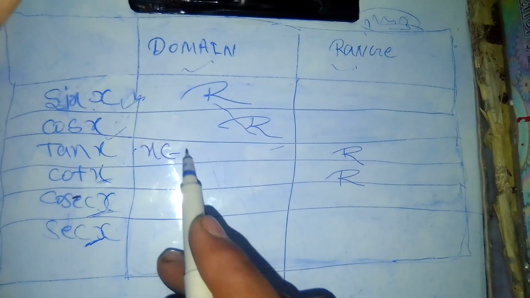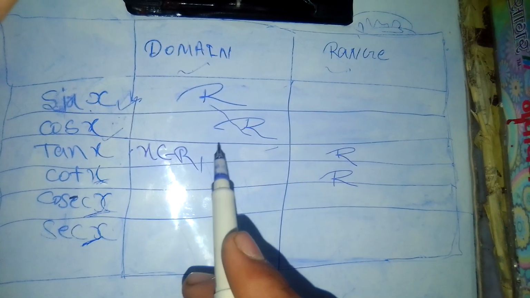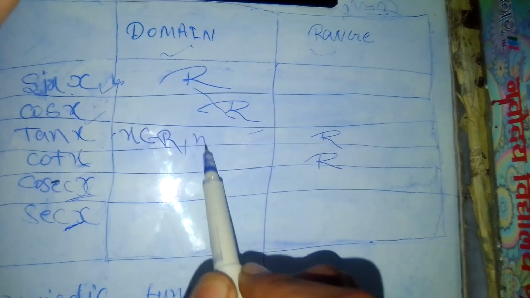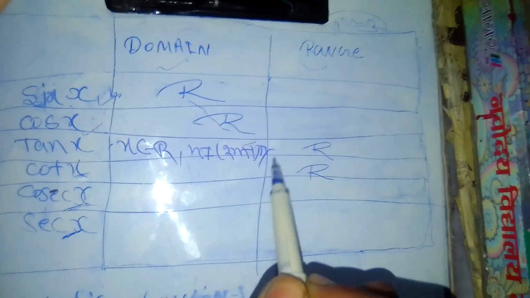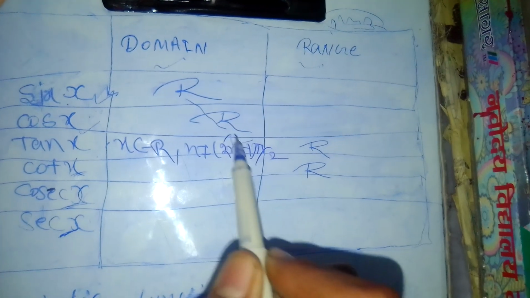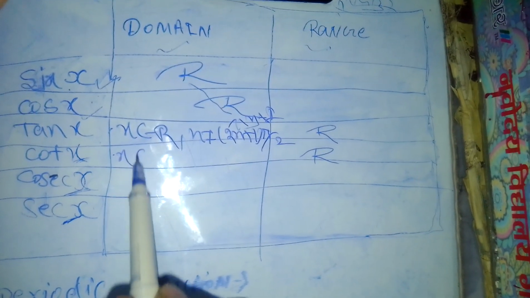Now in the case of tan x, the domain will also be related to R, but here is a condition involved: x should not equal (2n+1)π/2, where n is an integer. Now in the case of cot x, x is real, but x should not equal nπ, where n is an integer.